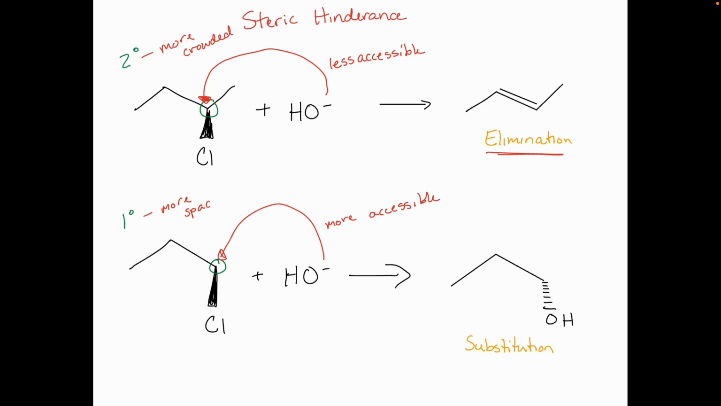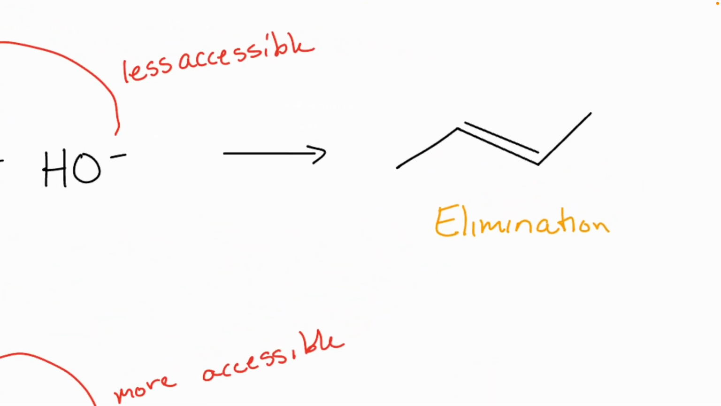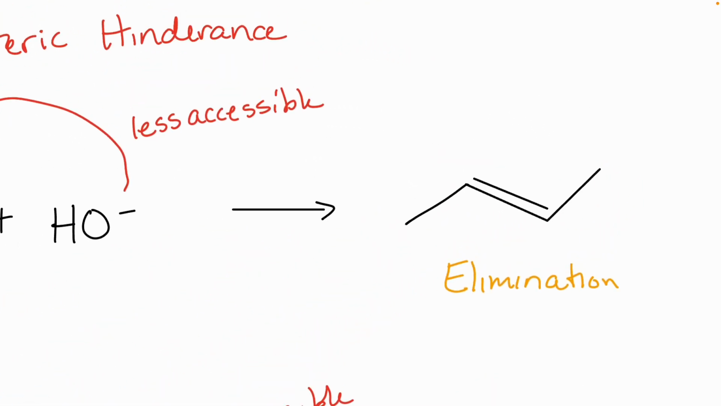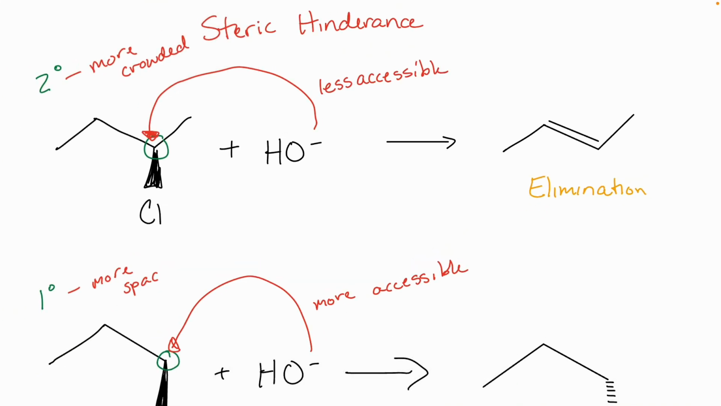For the elimination reaction, why did you put the double bond where it is? Because remember, it's going to have to involve this carbon here. So I had two options. It could have either been this one or this one. And remember, it's always going to be the more substituted alkene.